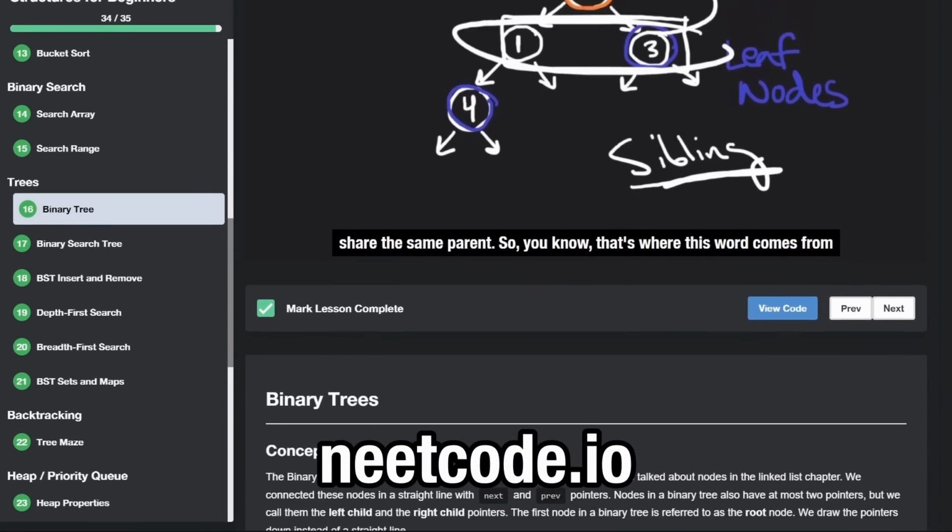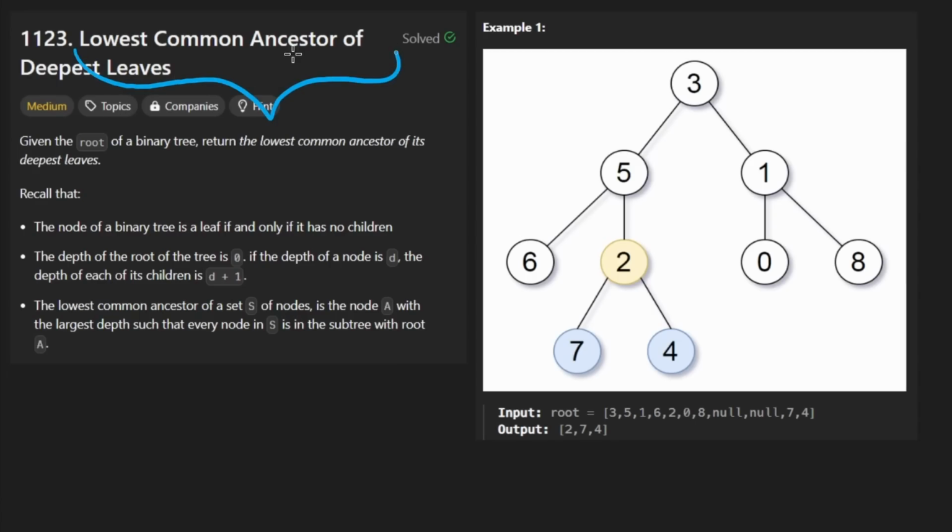So today let's solve the problem, lowest common ancestor of deepest leaves. Pretty interesting tree problem for a medium. We generally know that with tree problems, the first thing you should probably think of is DFS or BFS or both. Many times you can solve tree problems with both DFS and BFS.